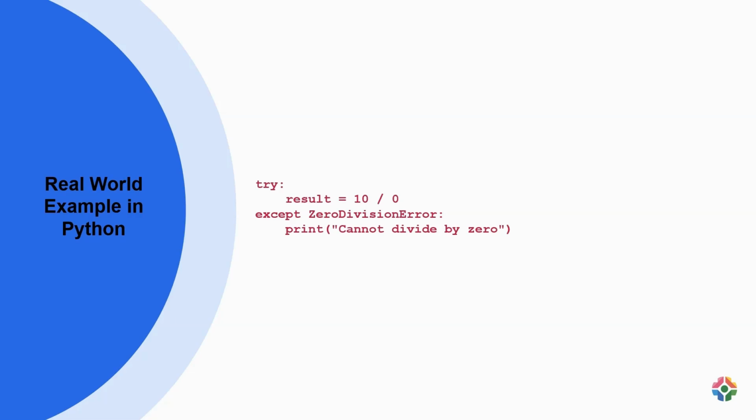Real-world scenario. Imagine a program that calculates average scores for a group of students. If the program encounters an error due to a division by 0, for instance, if a student's test score is missing, using a try-except block like the one shown can gracefully handle the zero division error, preventing the program from crashing and informing the user of the issue.